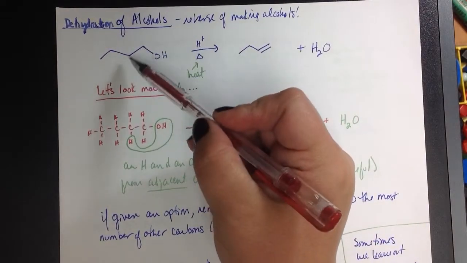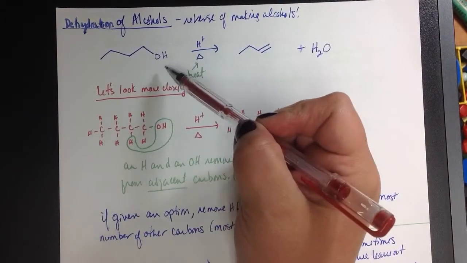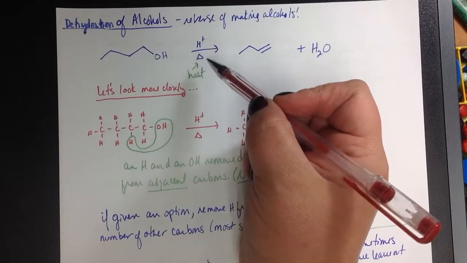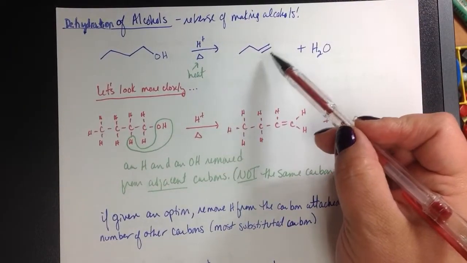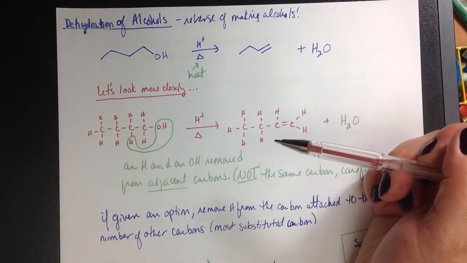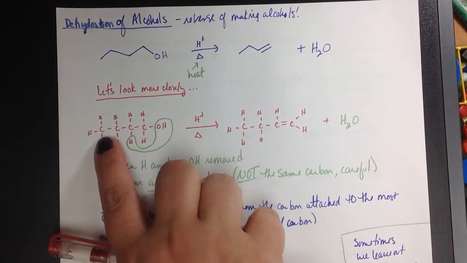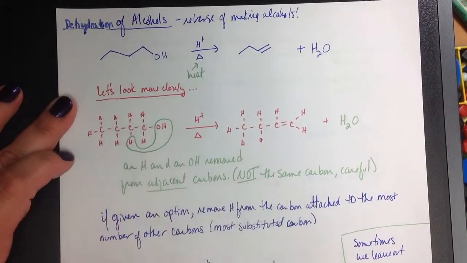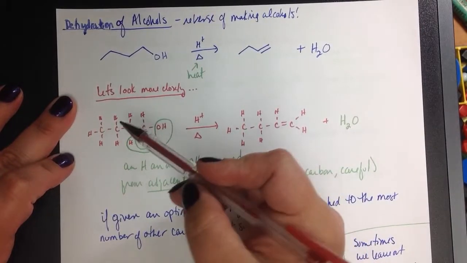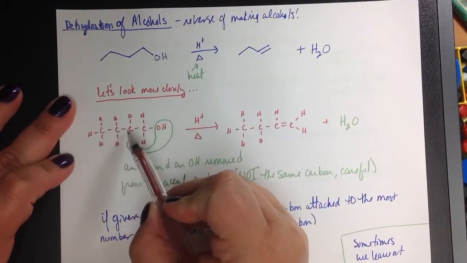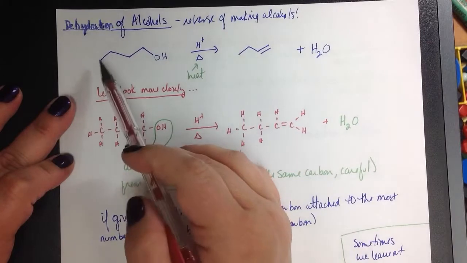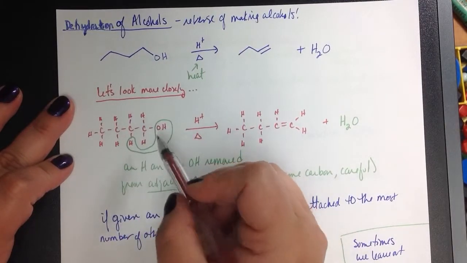So if we have an alcohol here, by adding acid and heat, we end up with the alkene. So let's look at what that's doing when we consider all of our hydrogens and carbons here. Okay, so I've got 1, 2, 3, 4, just like you have up here, 1, 2, 3, 4.